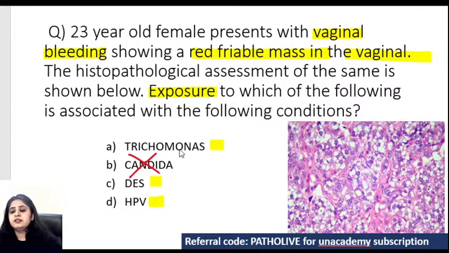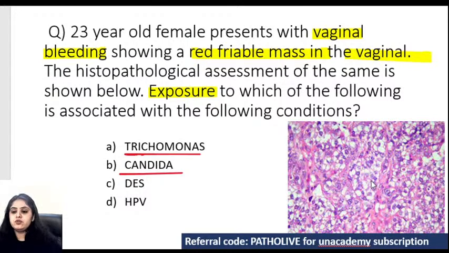Why did all of you think trichomonas? See, whenever I'm dealing with a parasite, or I'm dealing with a fungus, or I'm even dealing with a bacteria, it should be visual to me. Meaning if you're talking about candida, show me the candida over here.